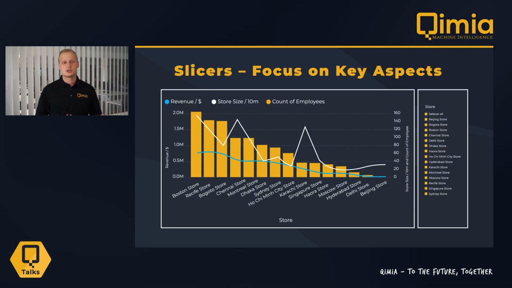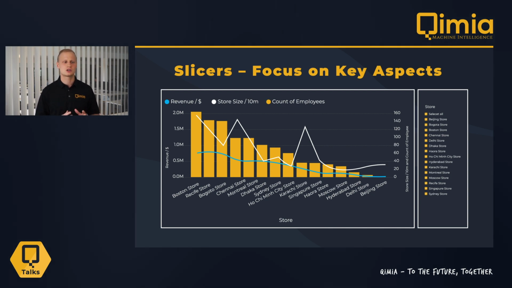Another very valuable feature of Power BI are its slicers. With the slicers, you can focus your analysis on some key aspects. So let's check out this graphic here. There you can see the revenue that some artificial retailer creates in each of his stores, together with the store size and the number of employees that are working in that store.